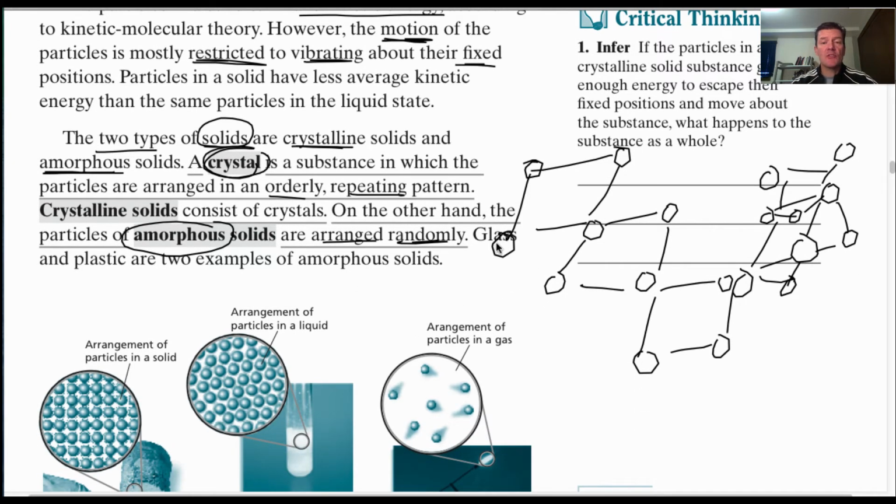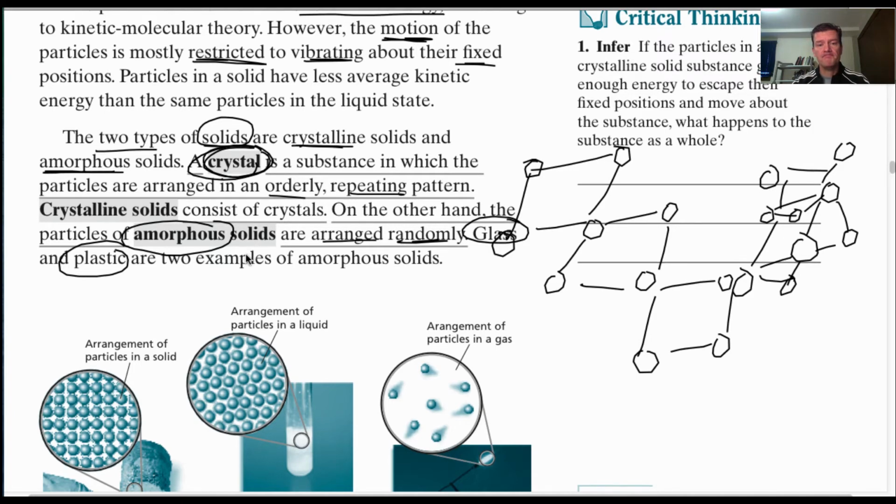Just so you know, you should know that glass and plastic, those are two types of amorphous solids. Amorphous solids don't have a set arrangement. Lots of other solids are crystalline. So like salt crystals, we say, sugar crystals, those are crystalline. Okay?